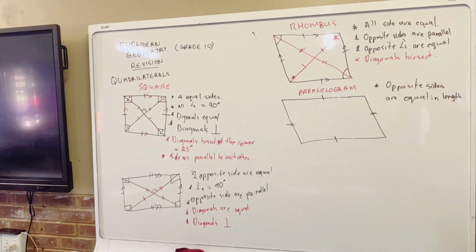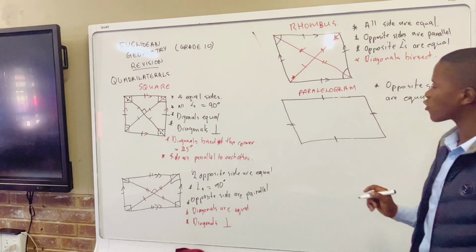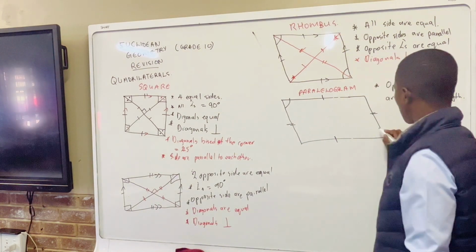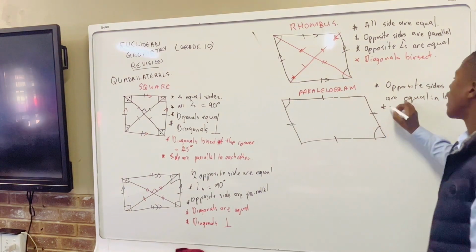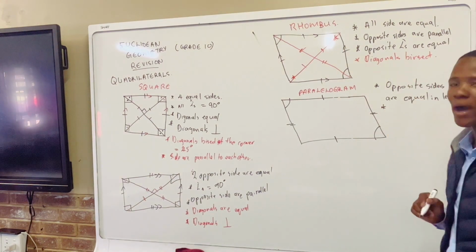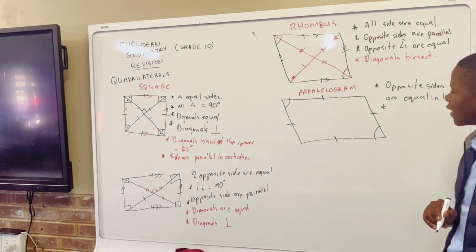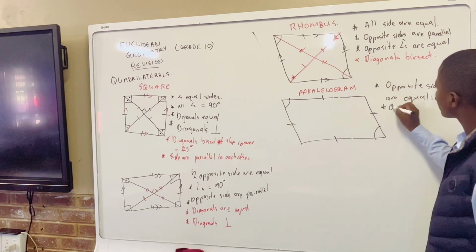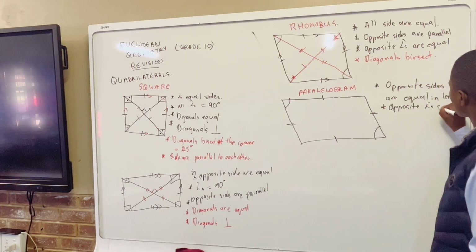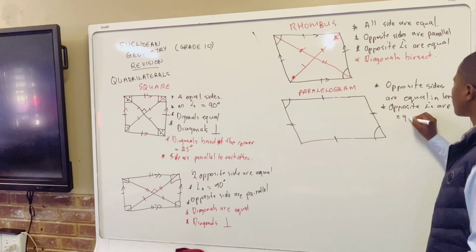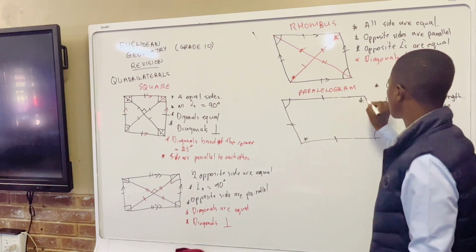Our parallelogram, right? So one thing that we also take note of is that from here, these opposite angles are going to be what? The opposite angles are going to be what in this case? Your opposite angles are going to be equal. So which means this angle is equal to this angle, right?